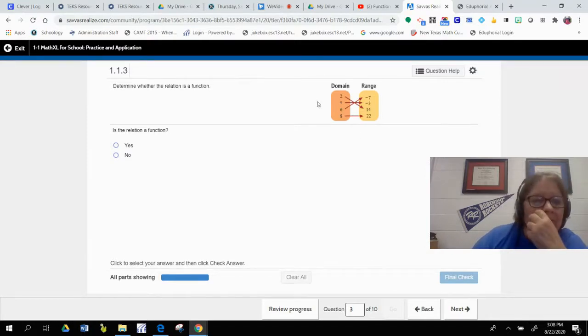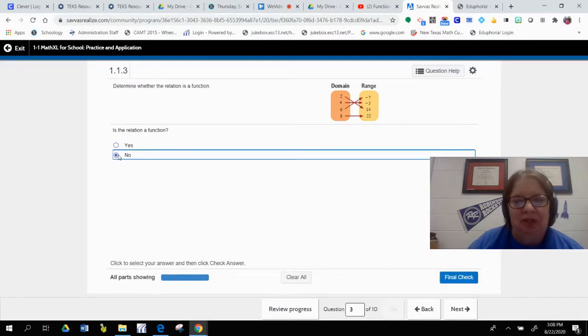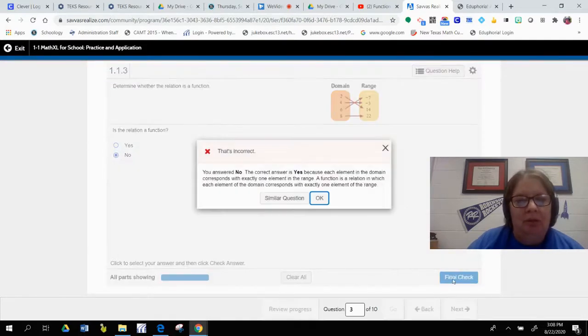I'm going to show you what happens though if I click no. You answered no. The correct answer is yes, because each element in the domain corresponds with exactly one element in the range. So it tells you why your answer is incorrect. I knew that one was a function. I wanted to show you what happens if you get it wrong. Because this one only had 2 choices, they don't give you another chance. But we can go right here. I don't want this to count wrong, so I'm going to go similar question.